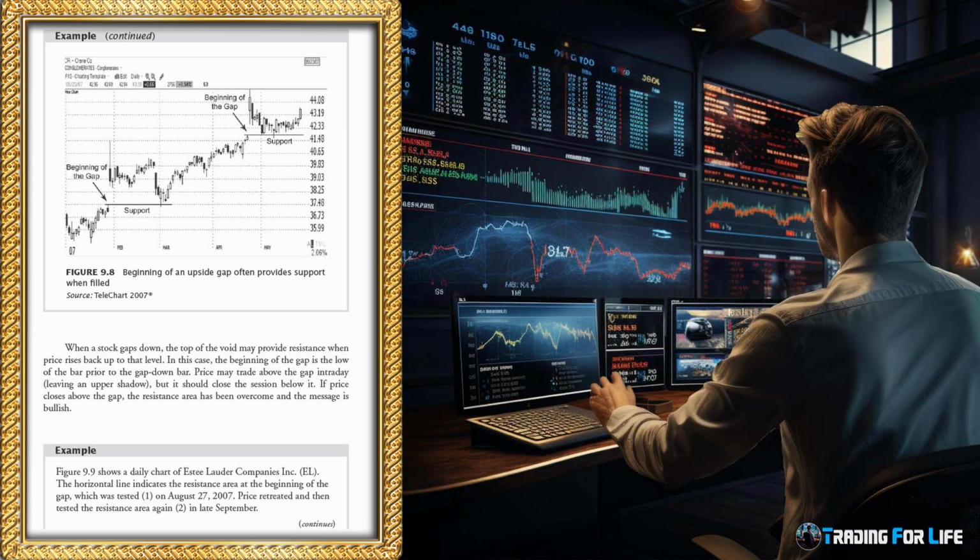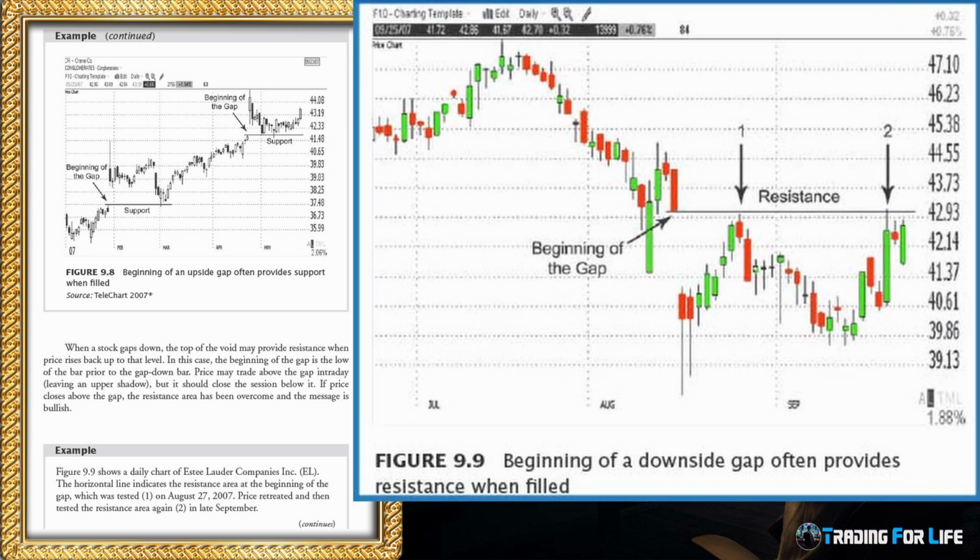Example: Figure 9.9 shows a daily chart of Estée Lauder Companies Inc. (EL). The horizontal line indicates the resistance area at the beginning of the gap, which was tested on August 27, 2007.